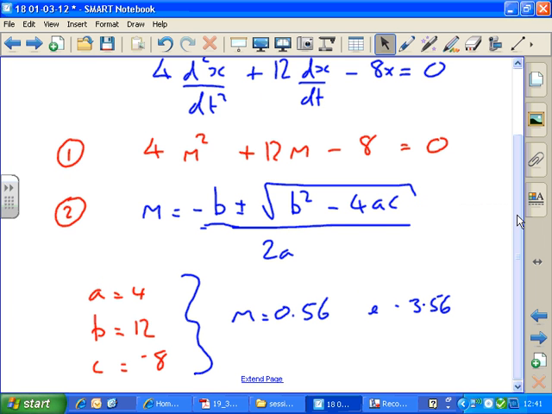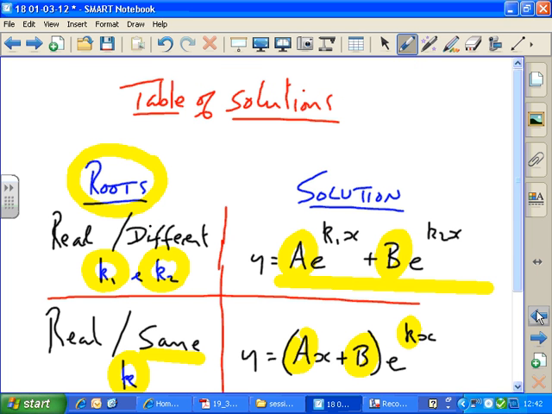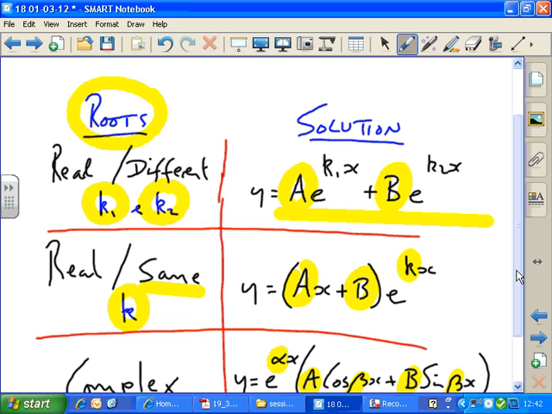Okay, so we get m equals 0.56 and minus 3.56, which means that k1, the first root, is 0.56, and k2, the second root, is minus 3.56. And so we've got 2 roots, and they're real roots. So going back to our table, it's the first example. So the solutions of the form y equals a e to the k1x plus b e to the k2x.